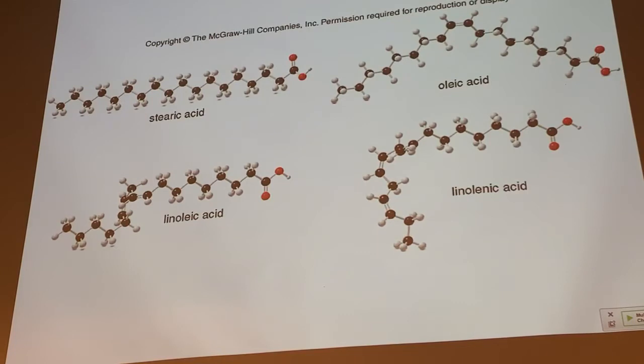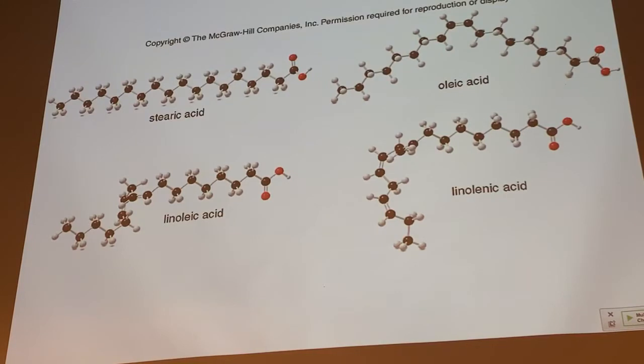There probably is. I don't know that reason. I suspect it has to do with this difference in physical properties. I suspect that in nature, if you need a fatty acid that's a solid, then you're going to make a saturated fatty acid. If you need a fatty acid that's going to be a liquid, then you would make an unsaturated fatty acid with a cis double bond. That's my assumption.